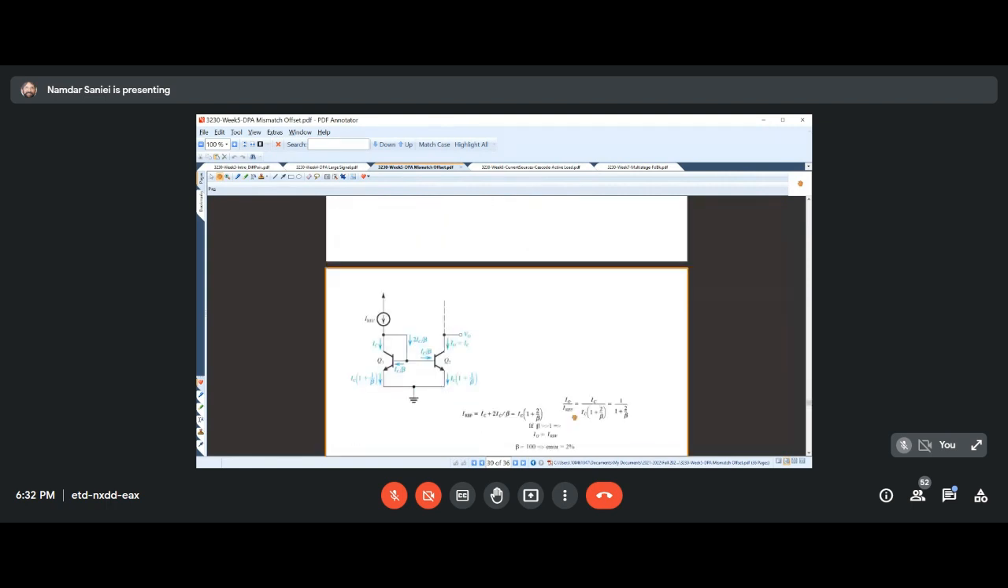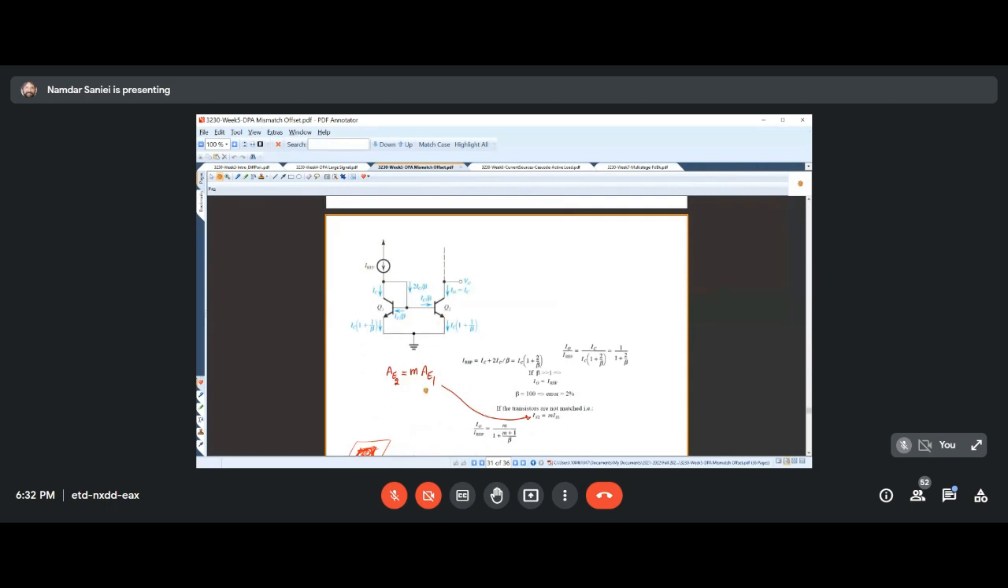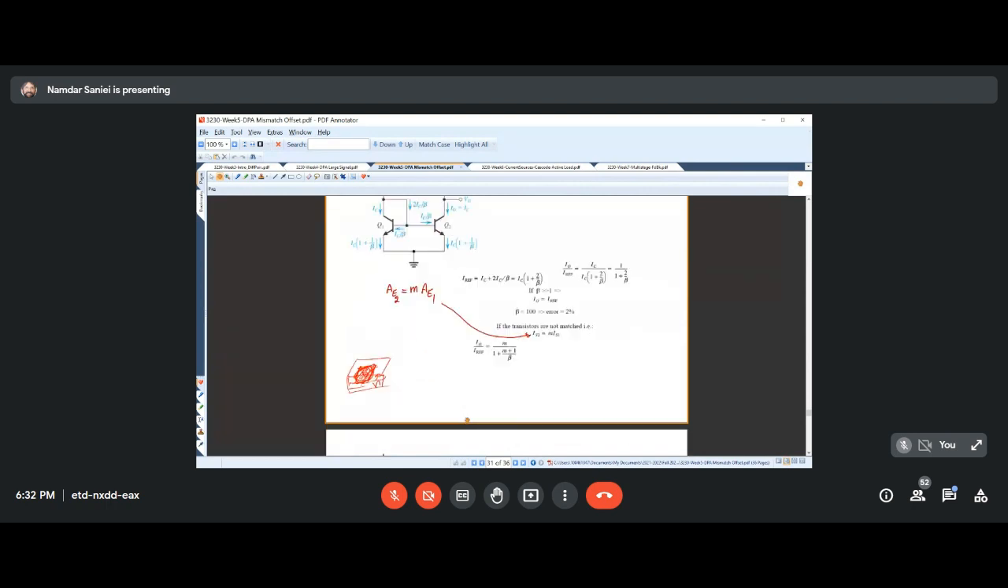But that wasn't the only thing. Also, if we had emitter area mismatches, that could also contribute to the difference between the two currents.